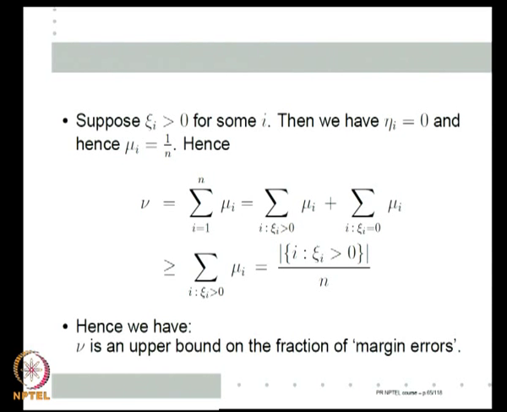So, the nu that I have chosen has to be greater than or equal to the fraction of margin errors. So, if I choose nu to be 0.1 when I am solving this problem, that means my optimization problem guarantees that any solution I get is such that the number of I for which I have made margin errors is less than 10%. Right? So, nu is an upper bound on the fraction of margin errors.